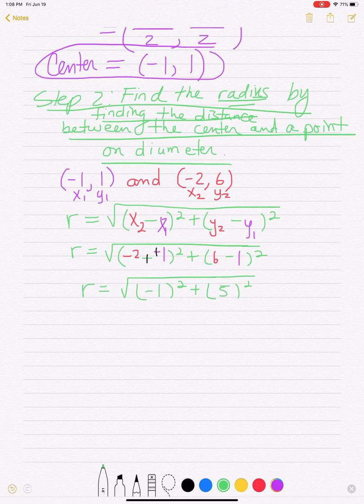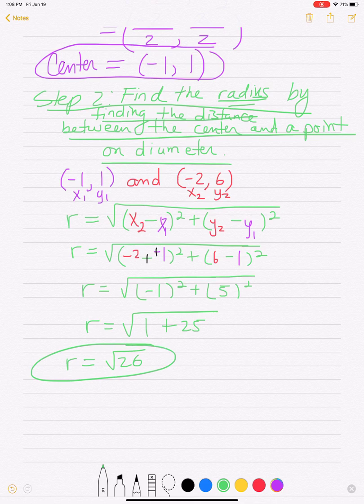All right. You're going to have r equals the square root of, what's negative 1 squared? 1. And then plus, what's 5 squared? 25. So we've got the square root of 26. All right, so our radius is the square root of 26.